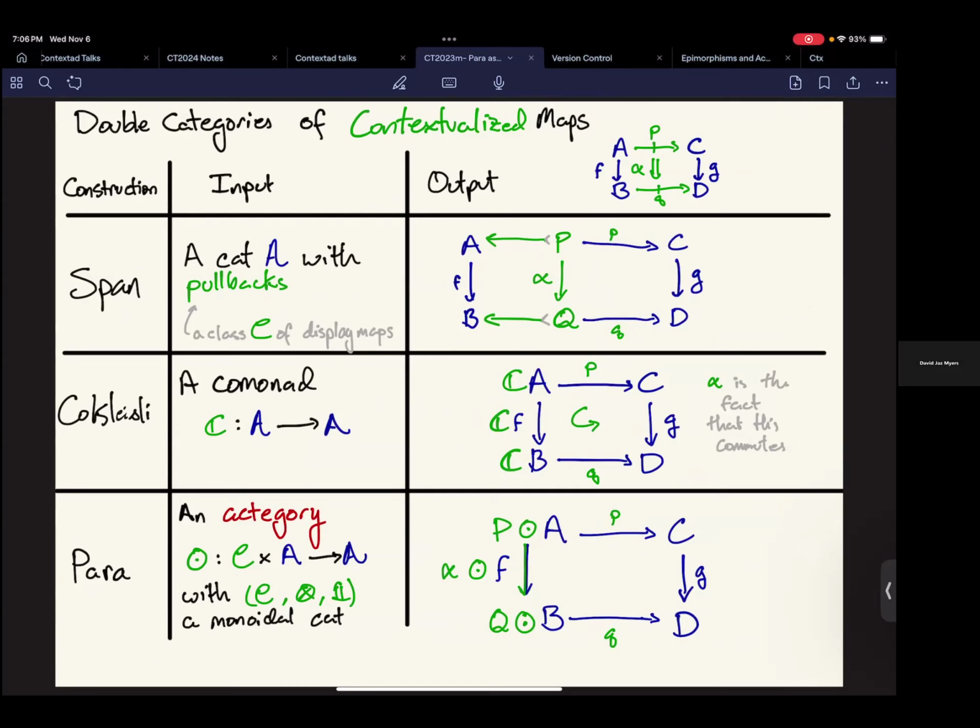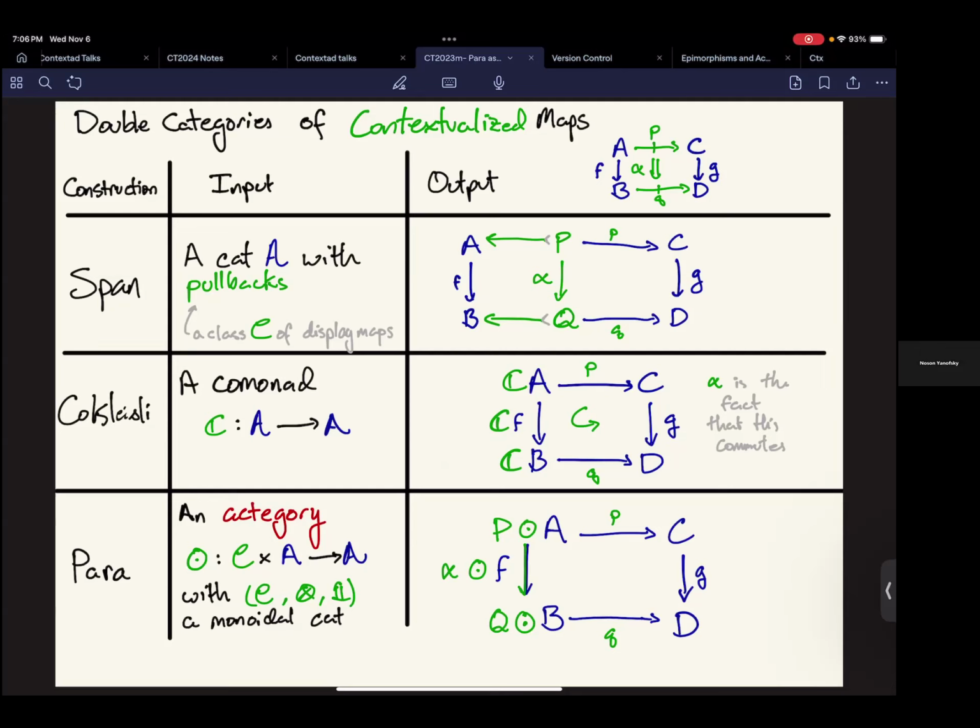So we're going to take this double categorical point of view. So suppose you have this blue category of ordinary non-contextualized maps. We're going to talk about what happens when you have another category going on with this extra context floating around. So here's three examples of this. One is if you take spans, you can think of a span category here.